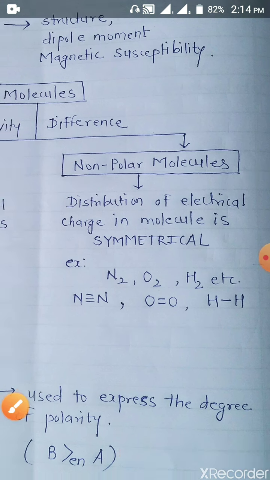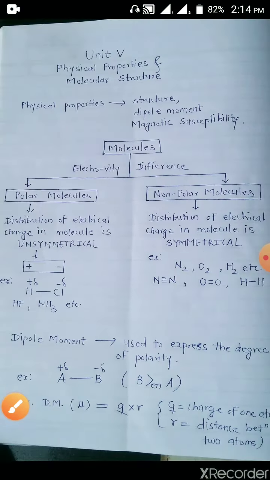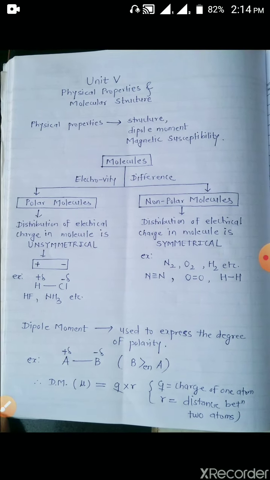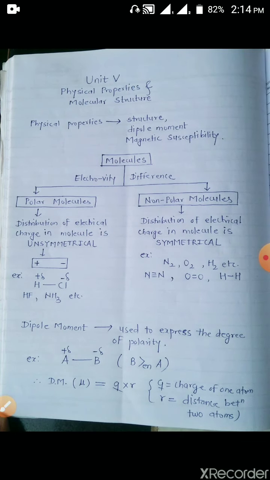Then next we will see the dipole moment. So what is dipole moment? Dipole moment can be defined as the product of the magnitude of charge on any one of the atoms and the distance between them. First we will see what it is used for. It is used to express the degree of polarity, that is, to what extent the molecule is polar. Clearly it is again related to electronegativity difference.